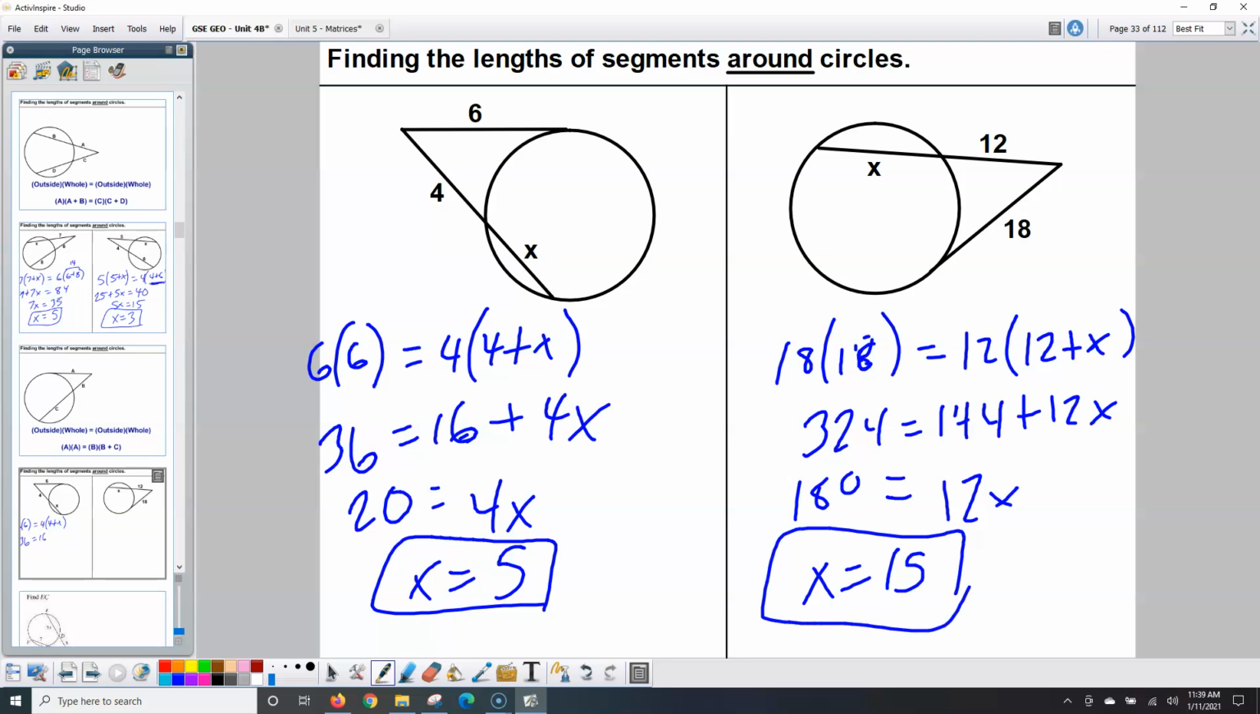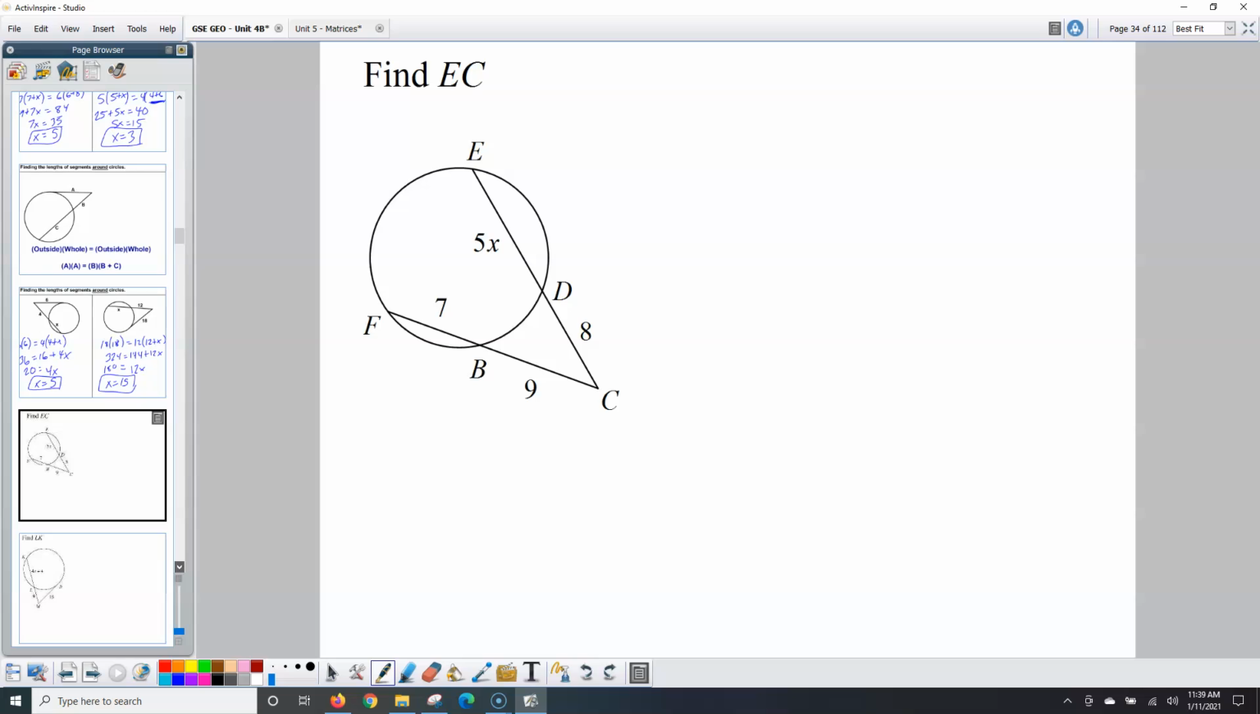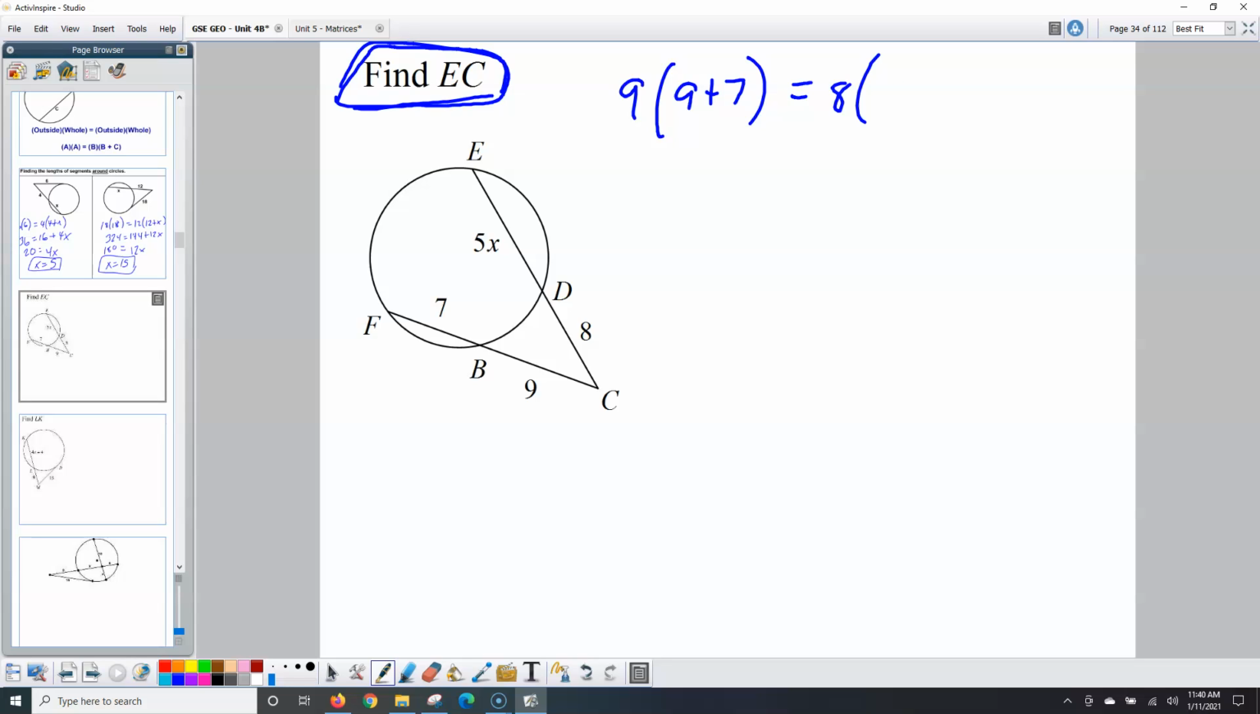Okay, let's look at a couple more examples. So the previous ones we were just solving for the outside part or the whole part. This one we're solving for EC. So we're going to solve for x, and then we want EC. We're going to plug x back in and see how long that segment is. So first step is exactly the same. We're going to say outside times whole equals outside times whole. So I've got outside times the whole thing equals the outside times the whole thing.